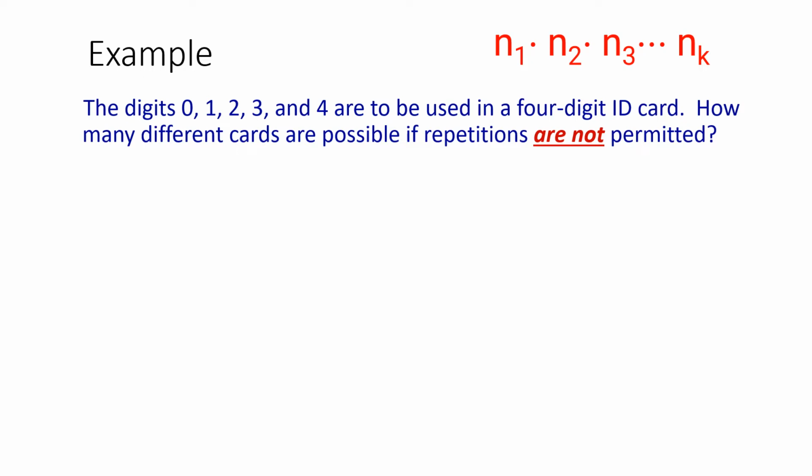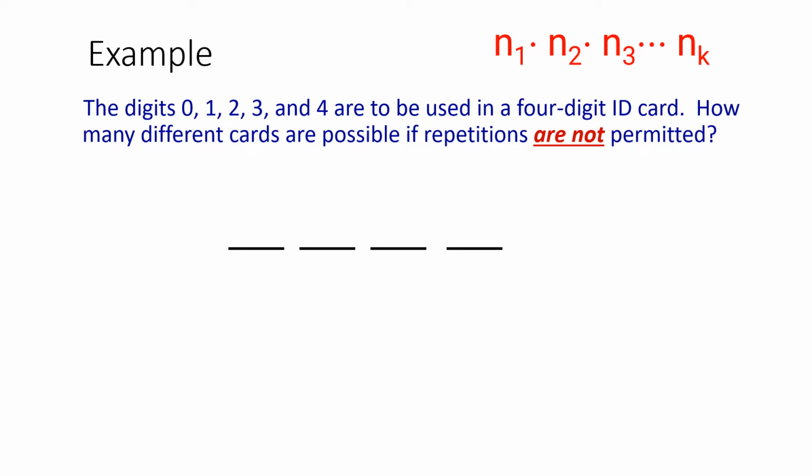Okay, so this is similar. We can still look at it as a sequence of choices, but we've got to keep something in mind, and that is that repetitions are not permitted. So again, we've got these 4 choices. Let's start again with the first slot. How many possibilities do we have for that first slot? Well, if we consider that first slot as the first choice, then we have 5 choices.